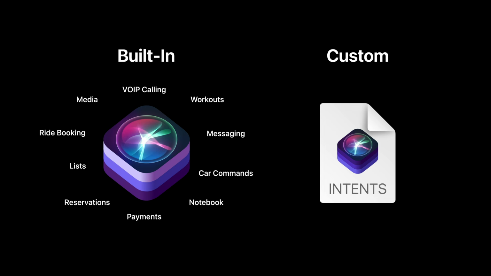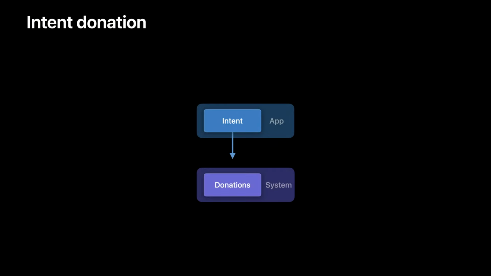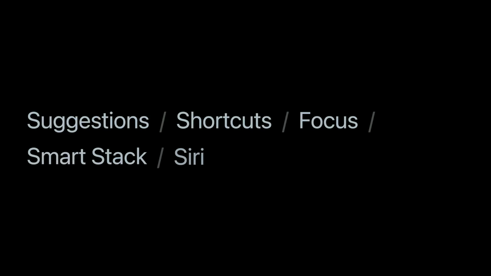Once you've decided which intent you'd like to adopt and defined it in your app, you can start making intent donations. An intent donation is the act of telling the system when a person performs an action in your app. The system will store these donations and use them to expand your app's capabilities and presence throughout the system. Apps that donate intents show up in places throughout the system, like Suggestions, Shortcuts, Focus, SmartStack, and Siri.